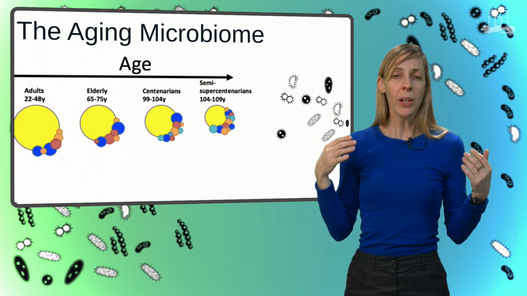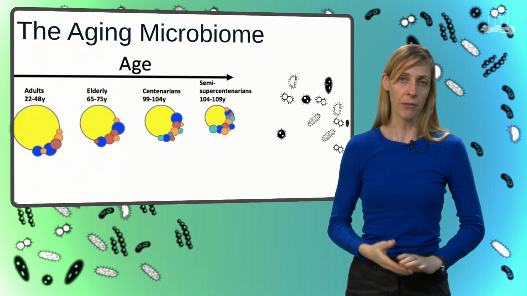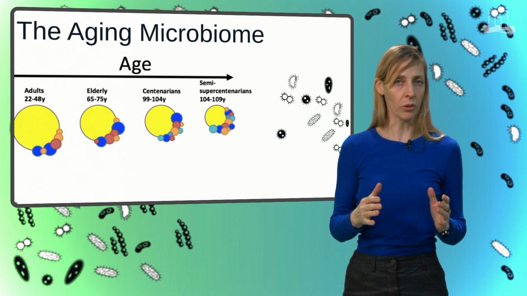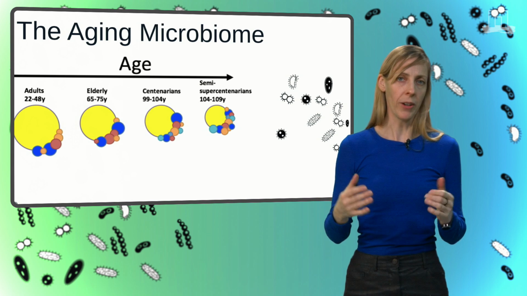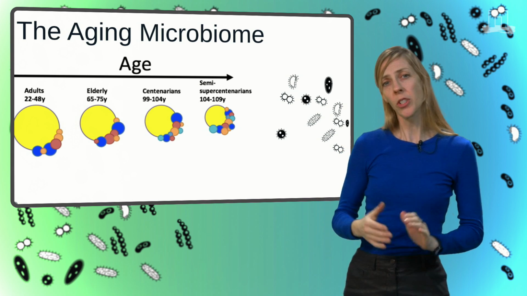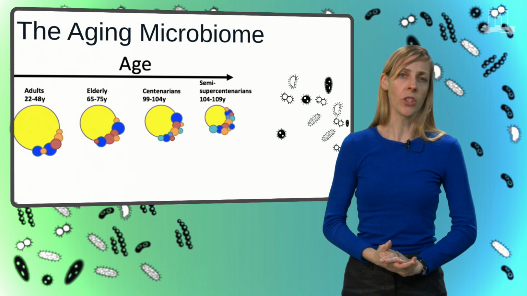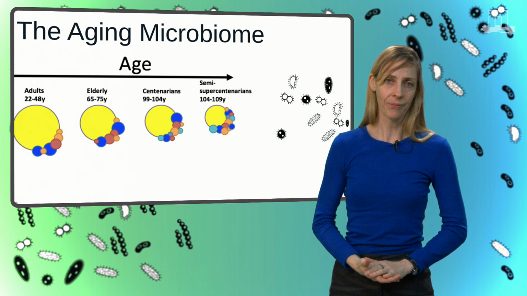So if we look at the semi-supercentenarians, and those are the people that are aged between 105 and 109 years old, we see a considerable reduction of the core and an increase of this subdominant fraction. And funnily enough, this subdominant fraction contains more health-associated groups such as Akkermansia, Bifidobacterium and Christensenella.